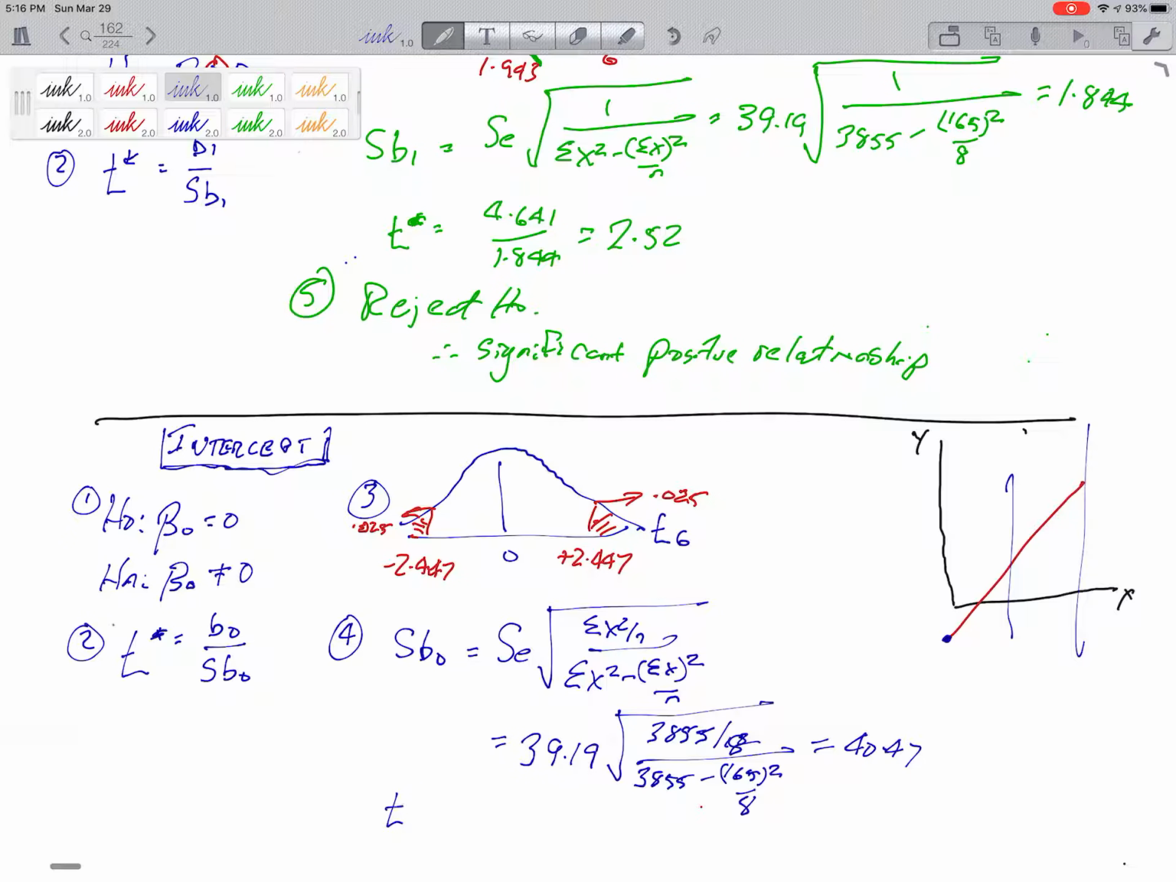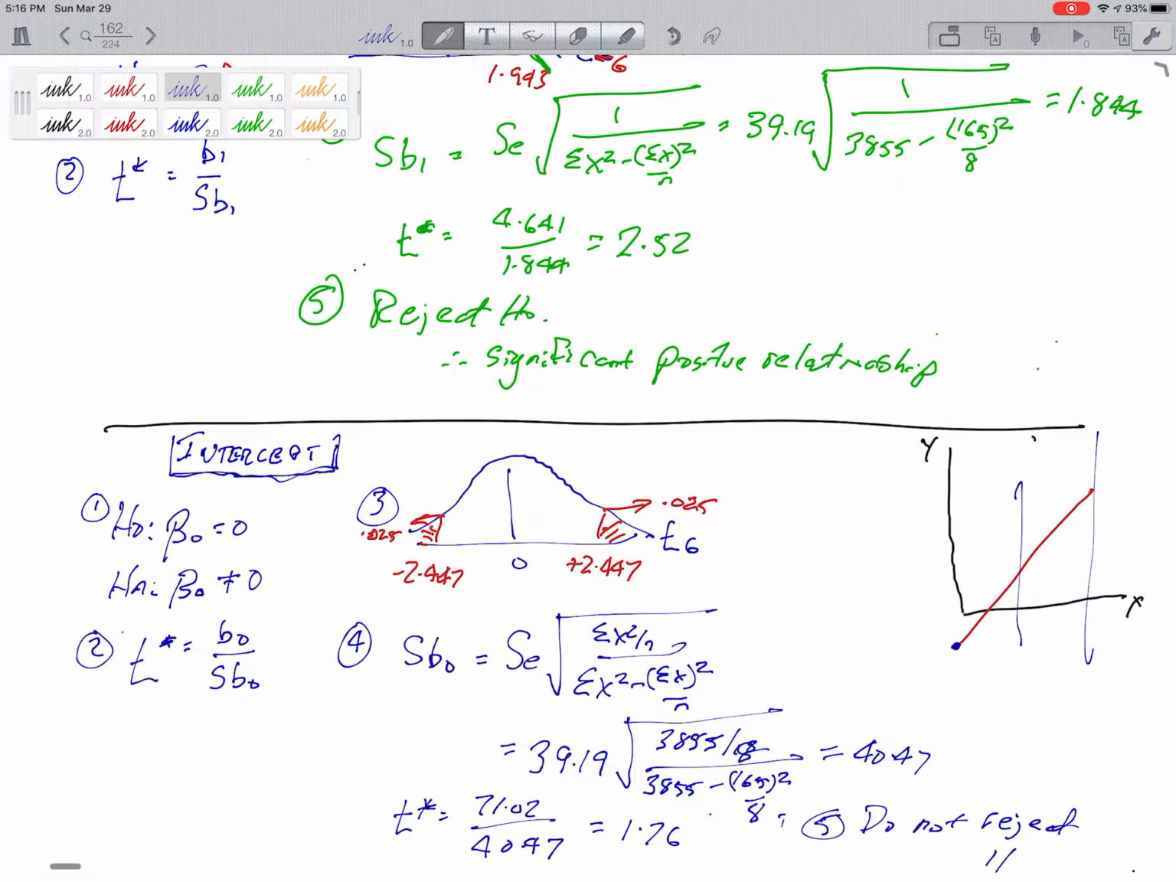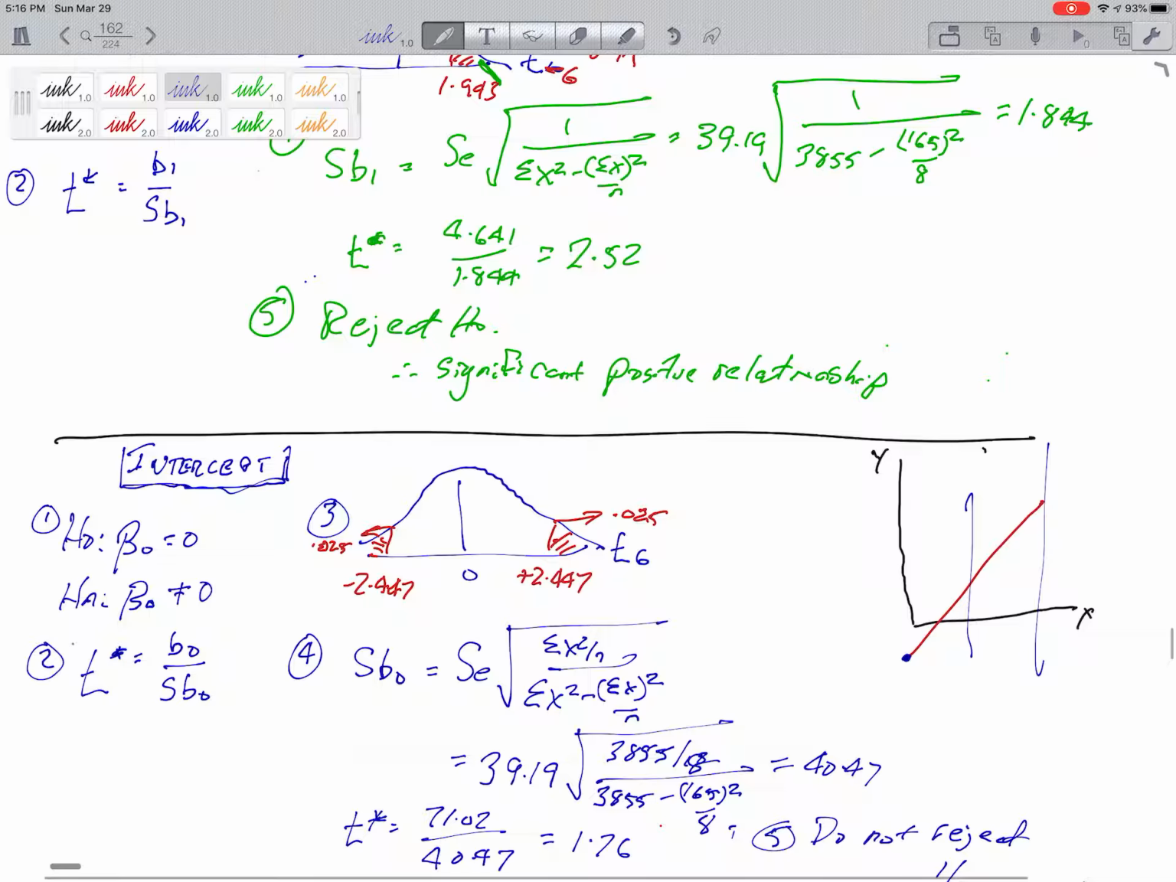And so finally then we would say T star is equal to 71.02 over 40.47. Remember, we calculated the 71.02 back on page S7. And that comes to 1.76. And so therefore, do not reject H0. So this intercept is not significantly different from 0. Again, it's probably not all that interesting.